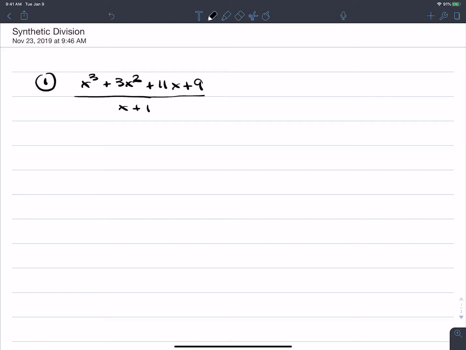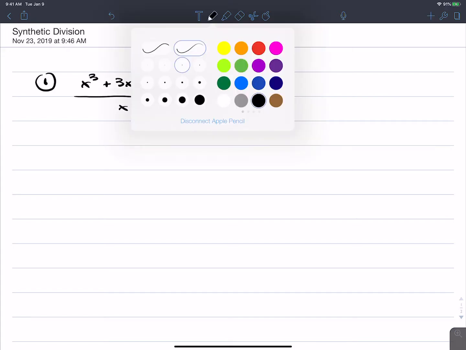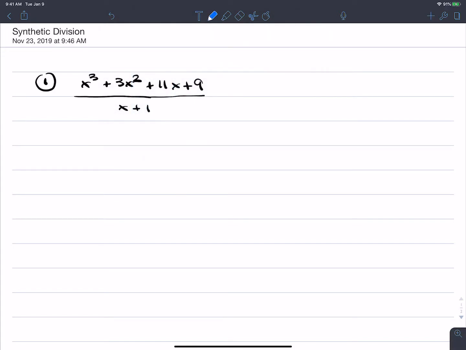Now I want to remark here, the process of synthetic division, we're going to utilize all of these constants in our polynomial function. And if there's not a number or a constant, if it's just x cubed, we're going to use the value 1. And also notice that we're looking at a polynomial in what's called descending power order. That's going to be important. So we're going to put these constants over here, 1, 3, 11, and 9.